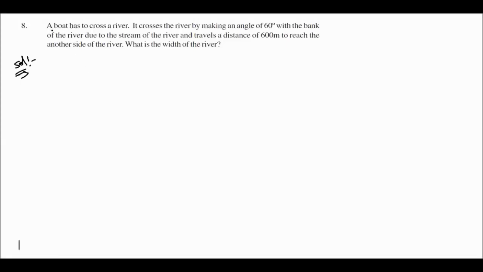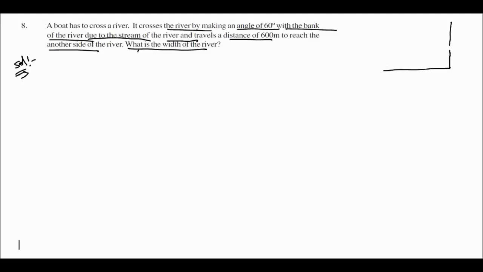So 8th solution is here. A boat has to cross a river. It crosses the river by making an angle of 60 degrees with a bank of the river. Bank means side of the river. And due to that, the stream of the river travels a distance of 600 meters to reach the other side of the river. So what is the width of the river? So whenever the river flows, the boat will cross like this, 600 meters.